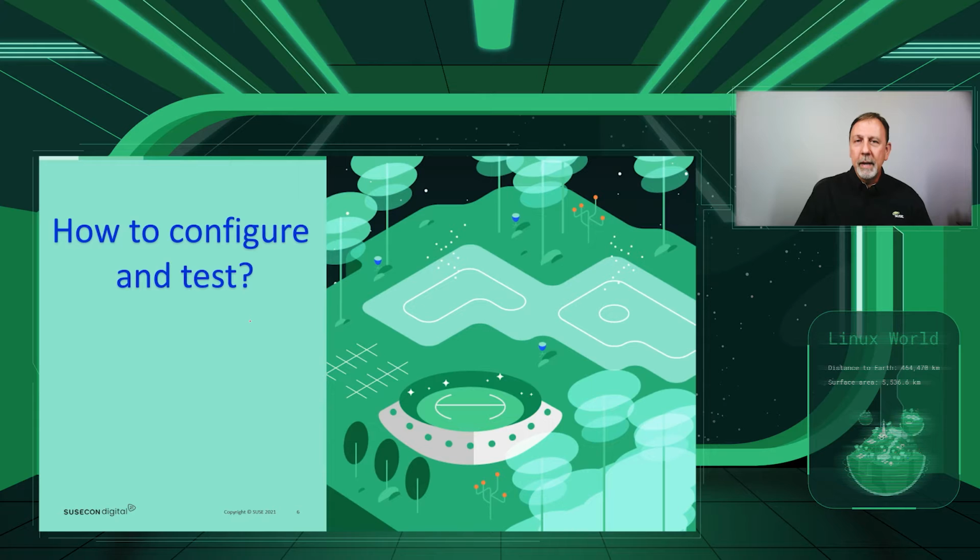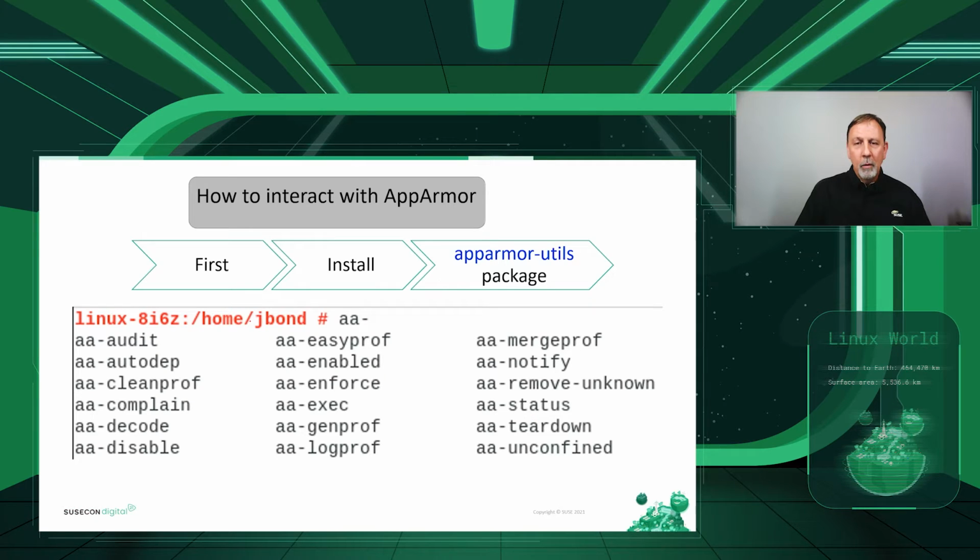So how do we configure and test and play with AppArmor? Well, first of all, you have to make sure that the AppArmor utils packages are installed on your server. Now again, SUSE Linux Enterprise Server comes with AppArmor enabled, and the AppArmor utils are already installed. But if you're leveraging AppArmor on a different distribution, then you may find that the AppArmor utilities aren't available, and therefore you must install them. But once they're installed, down below, you will see all the various utilities that come in that AppArmor utils package.